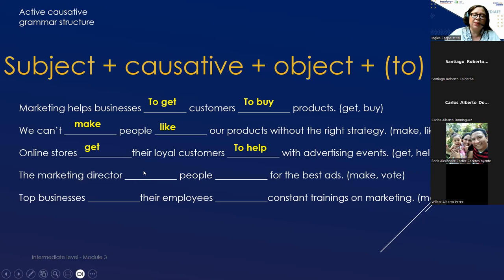So let's say the marketing director makes, right? Makes is el causative. People is nuestro object. Vote. Con makes, no usamos el to. All right? Miren, make like. Makes because it's he or she. It depends, right? Top businesses, plural. This is the subject, okay? Top businesses. Now the causative. Make. Okay, like this one, right? Because yes, it's plural. Top businesses make their employees take, okay? This other verb, take. Why? Because with make, we don't use to, all right?